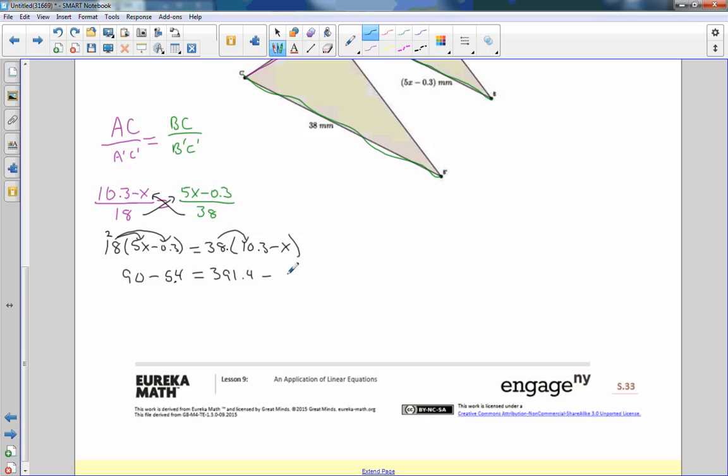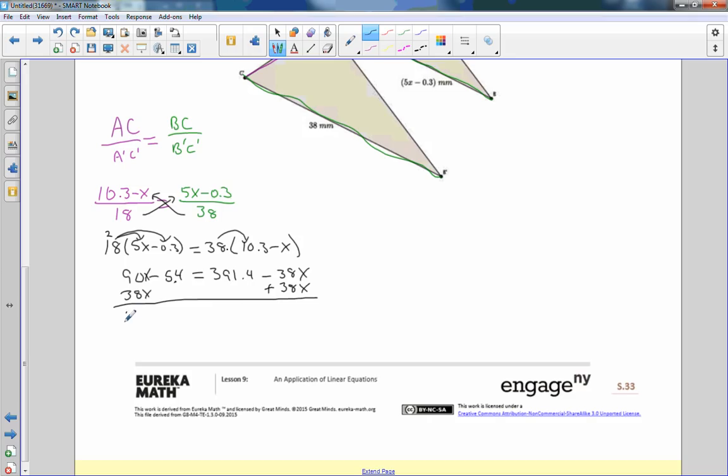So that's going to equal 391.4 minus 38x. Okay. I forgot my x here with 90. All right, so now I want to get my x's all on one side. I have 90x, I have a negative 38x. Move the smaller so it stays positive. I'm going to add 38x to both sides.